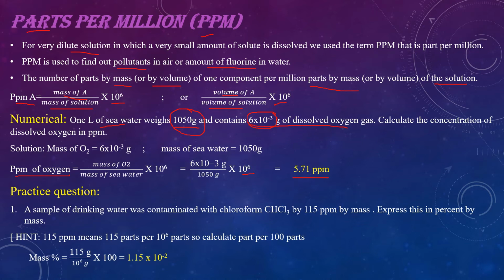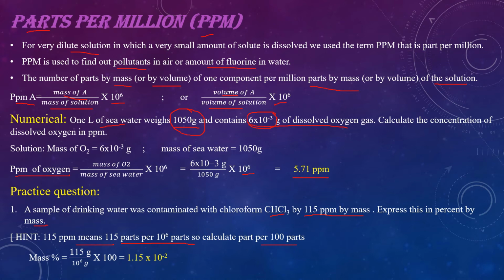Now one practice question. A sample of drinking water was contaminated with chloroform, that is CHCl3, by 115 ppm by mass. That means the amount of chloroform present in our solution is 115 parts if our solution is 1 million parts. Now express this in percent by mass. Now what does 115 ppm mean? 115 part per 10 raised to power 6 part. So we have to calculate part per 100 part.